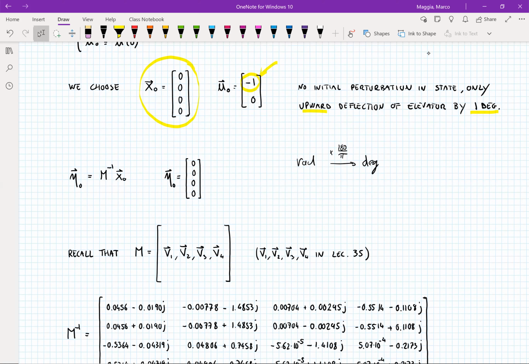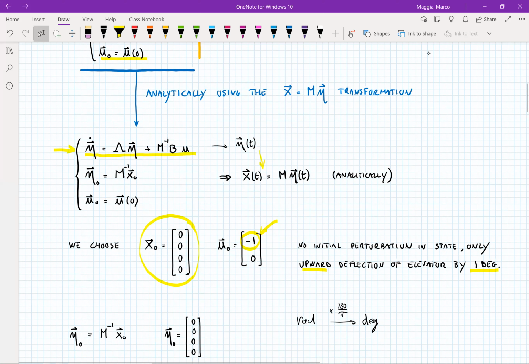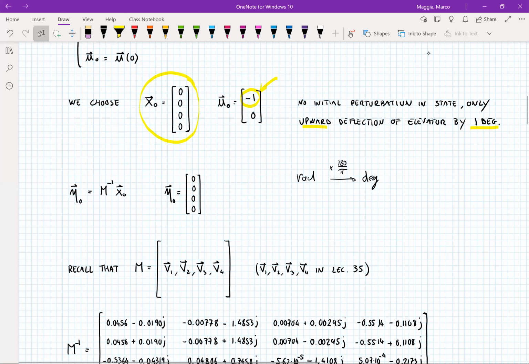So let's set up everything to solve the system analytically. And of course, now I mean the modal system, because that's the one that we can solve analytically. So we need to find the initial conditions for this ODE system. And of course, the initial condition, eta 0, is going to be given by the initial conditions in terms of state, x0, pre-multiplied by the inverse of the modal matrix M.